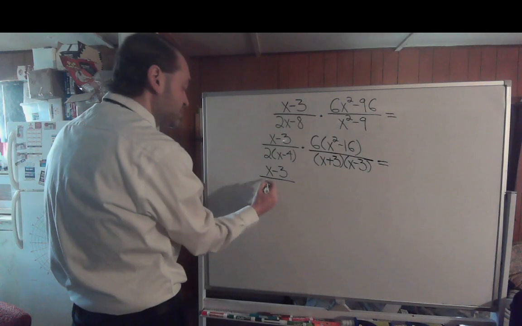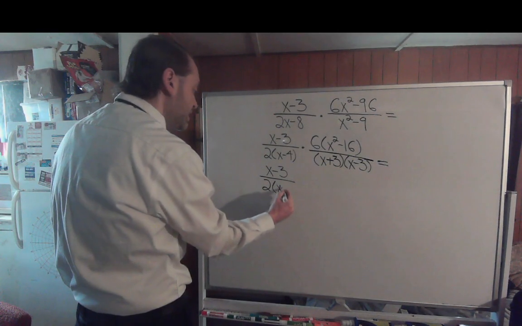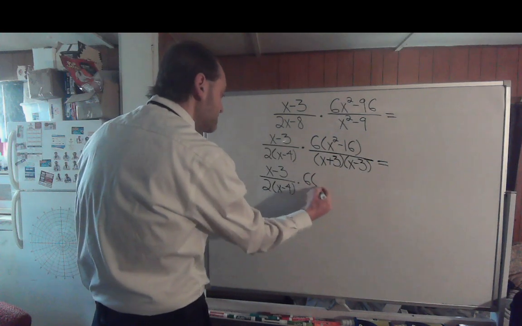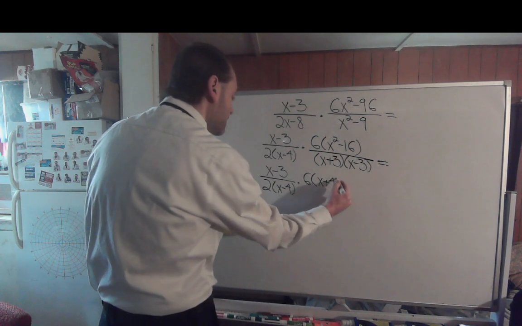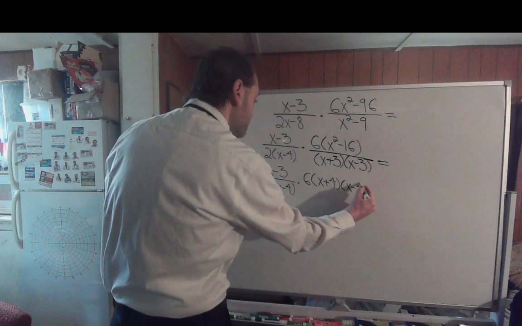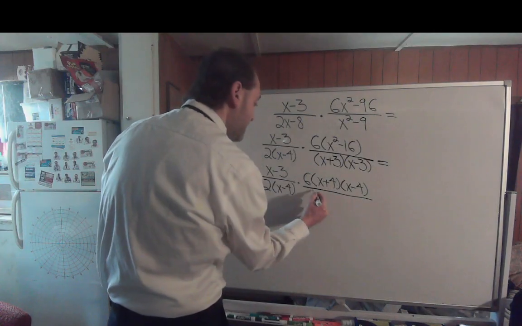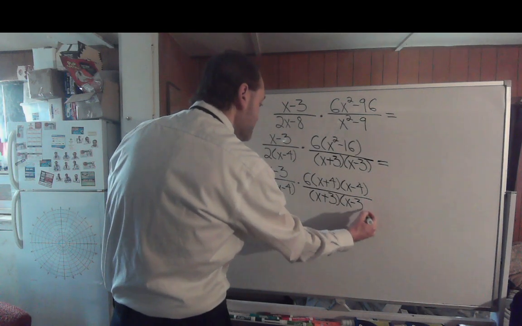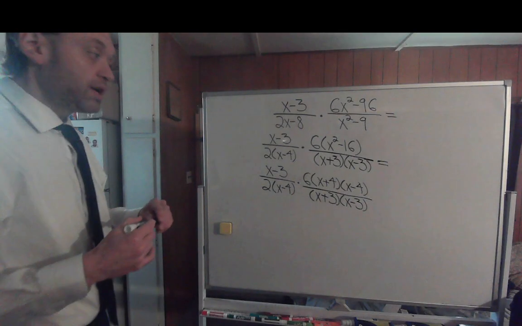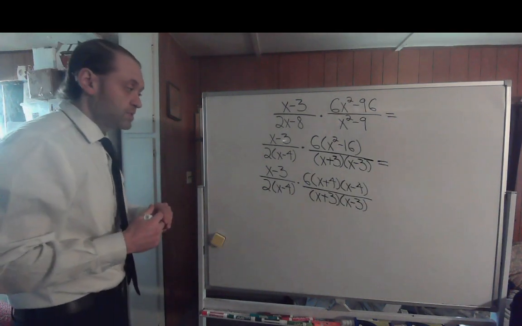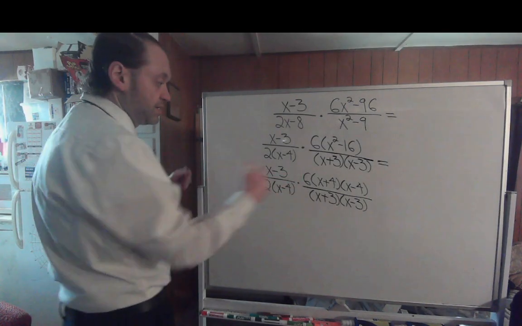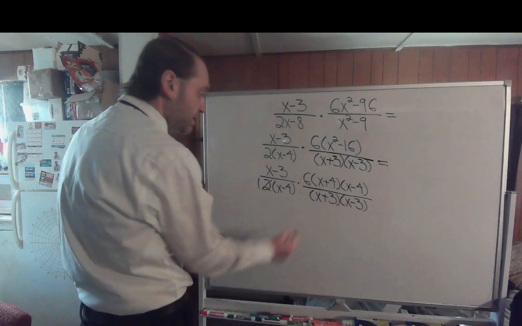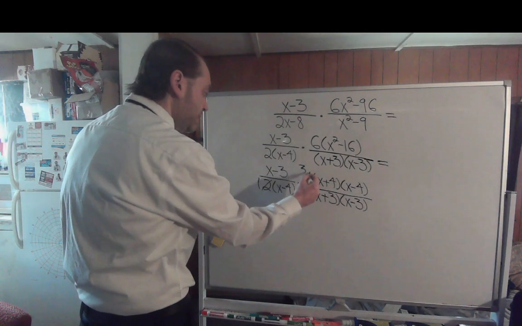So this would turn into x minus 3 over 2 times x minus 4 times, let's see, this would be 6 times the quantity of x plus 4 times the quantity of x minus 4. Now all that all over x plus 3 times the quantity of x minus 3. And from here, we're ready to proceed and see what we can cancel out. Your constant term, your coefficients, 6 and 2 divide evenly, so the 2 is gone. That turns into 1. That 6 will turn into a 3.